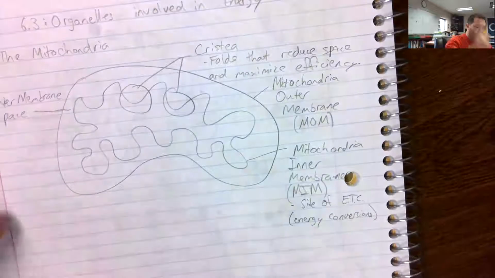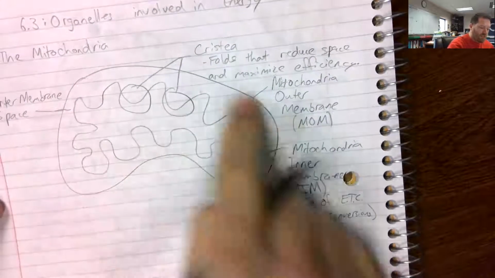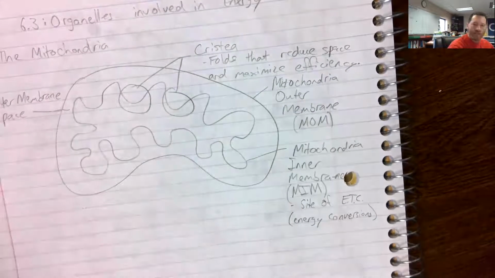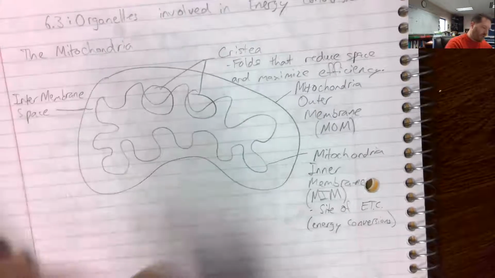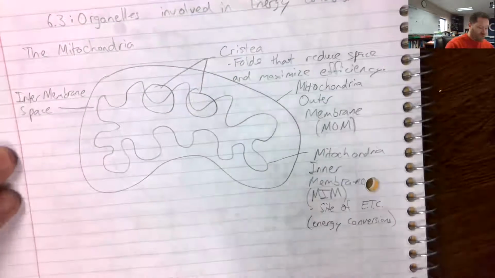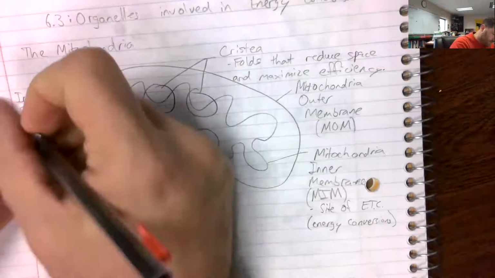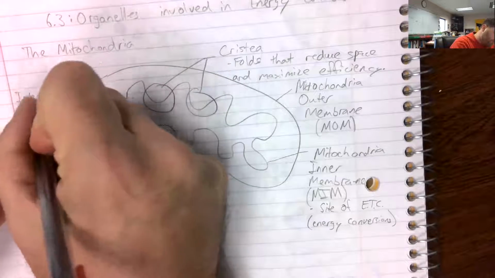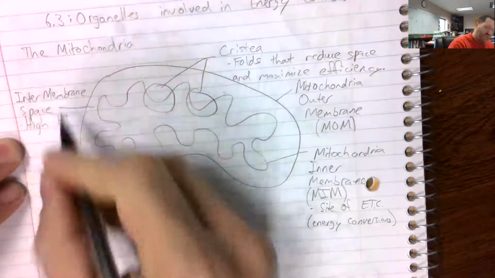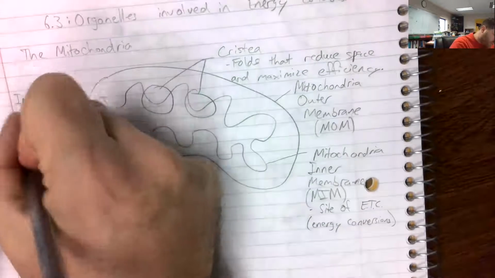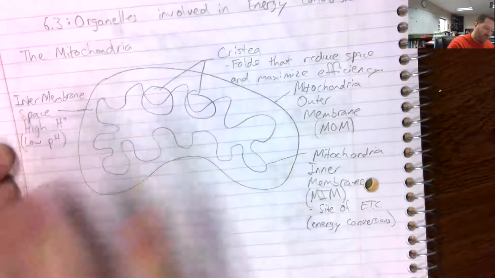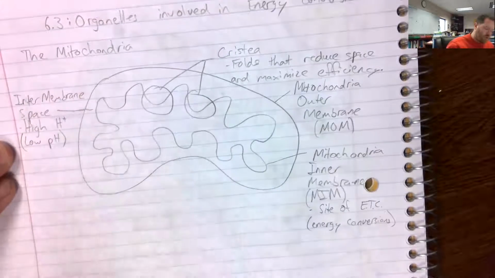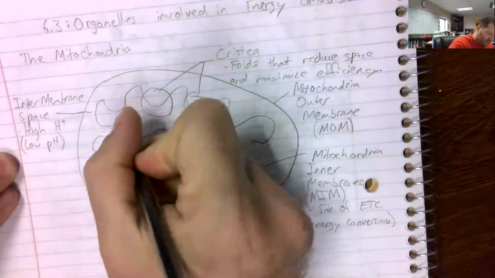So the space between the membranes has a name. It's the intermembrane space, which literally translates into between the membrane. Inter means between. So the space between the membranes is the intermembrane space. It has a high H plus concentration, which means it has a low pH. It's very acidic here in the intermembrane space.